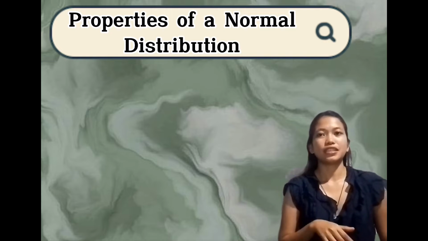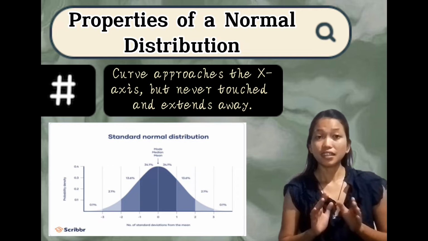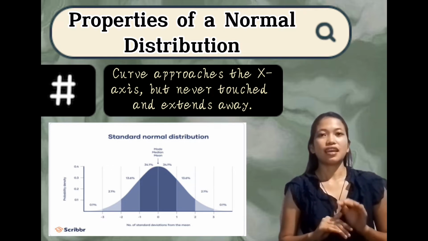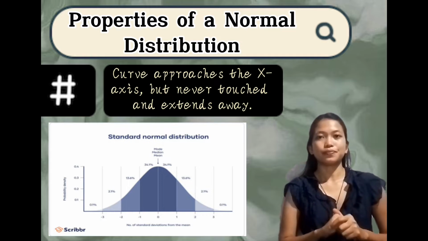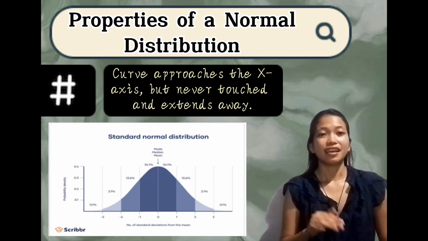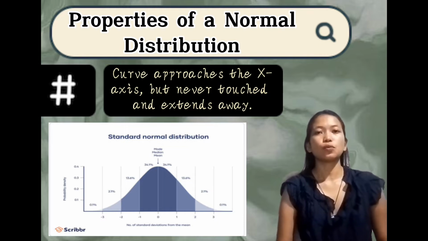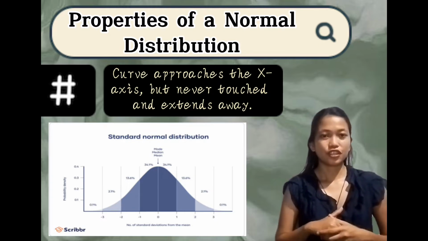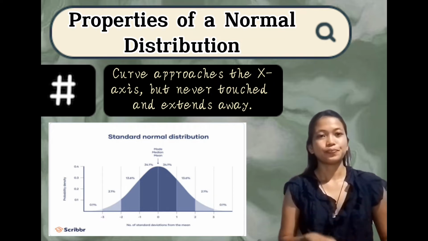And the last property is that the curve approaches the x-axis, but it never touches the x-axis, and it extends farther away from the mean. It is mentioned in the previous property that the area under the curve should be equal to 1, for the reason that the graph should not fall under the x-axis.